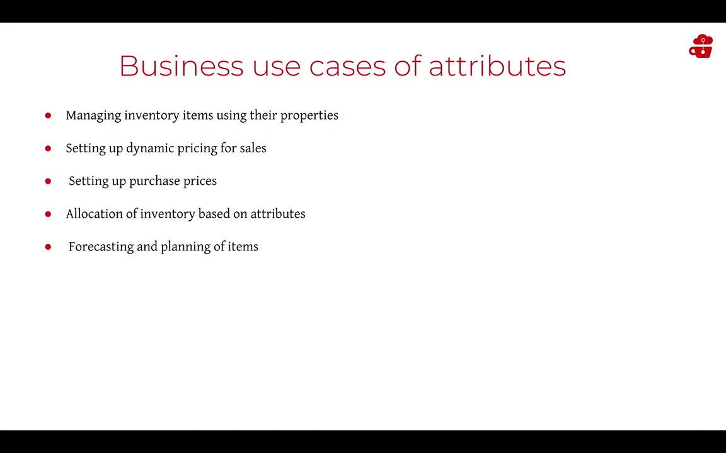Moving forward, let us now have a look at what could be the different business scenarios or use cases where product attributes can be useful. Product attributes can be used for managing inventory items using their properties. Many a times, having an item description does not suffice for the kind of information that we want to have about an item. Thus, setting up an item to be attribute managed gives us additional information about the product.